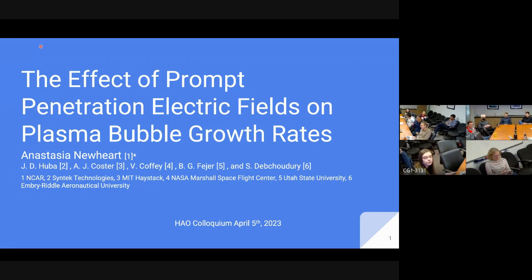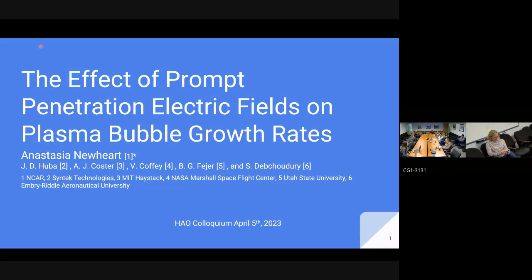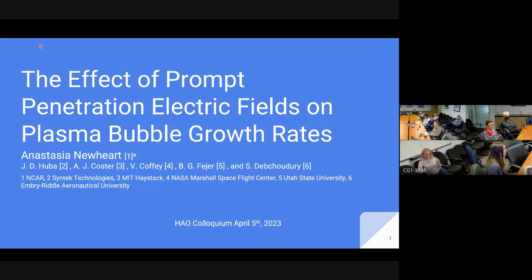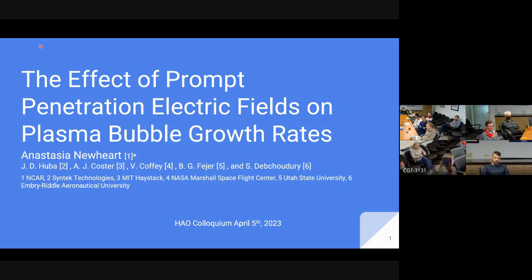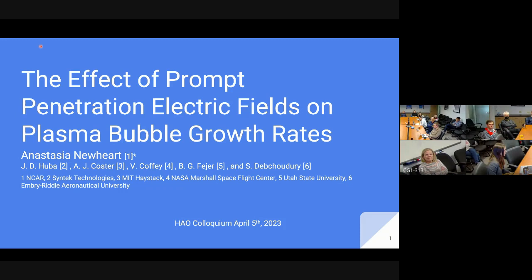The speaker is Anna Newhart, and she is an ASP postdoc here in NCAR HAO, and she received her PhD last year from West University. Her main research interest is on ionosphere electrodynamics, ionosphere irregularities, and effects of magnetospheric convection. And today she will present results on the impact of prompt penetration of electric fields on plasma bubble growth rates. Go ahead.